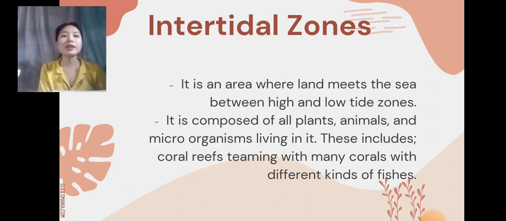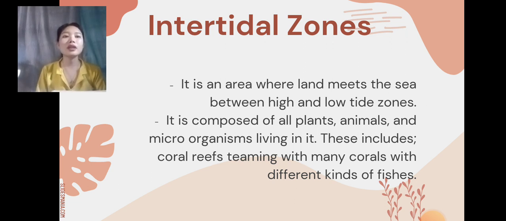Next naman is intertidal zones. It is an area where land meets the sea between high and low tides. It is composed of all plants, animals, and microorganisms living in it. This includes coral reefs teeming with many corals with different kinds of fishes.